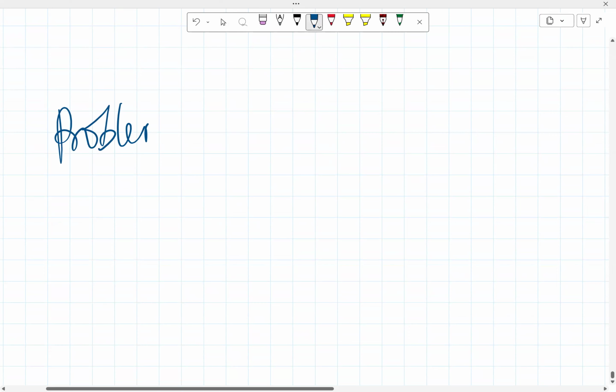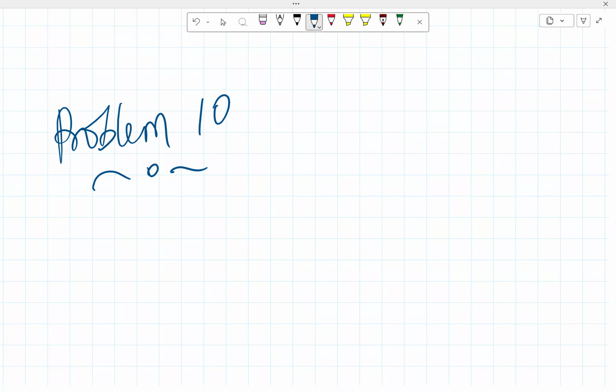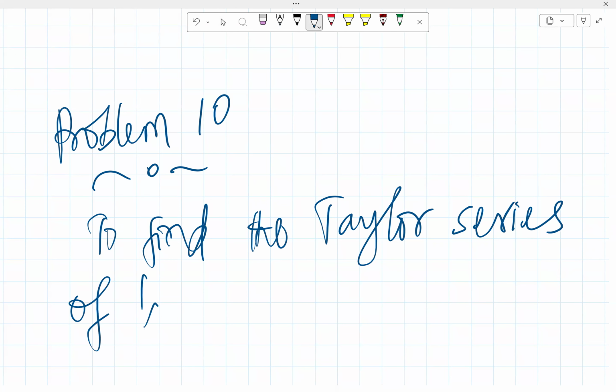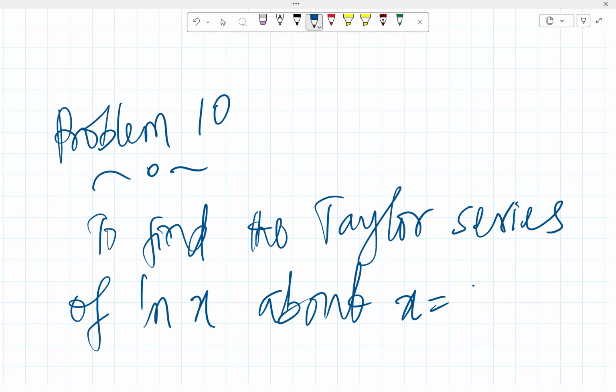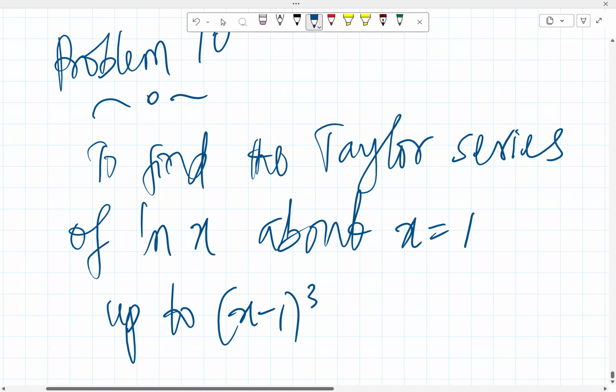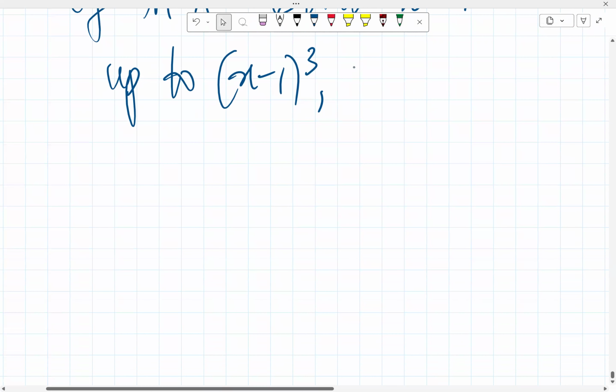Problem 10, we want to find the Taylor series of ln x about x equals 1. If it was about 0, that's Maclaurin, that's what we're saying. And we want to do that up to (x - 1) raised to power 3. Okay, that's what we want to do here.